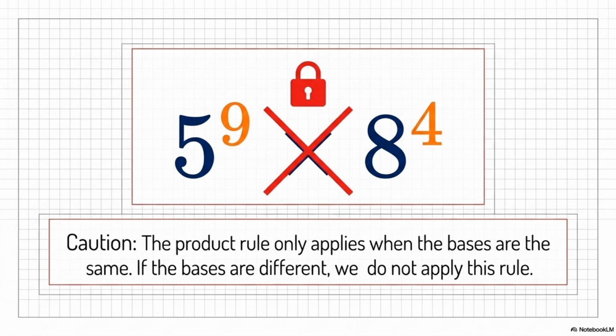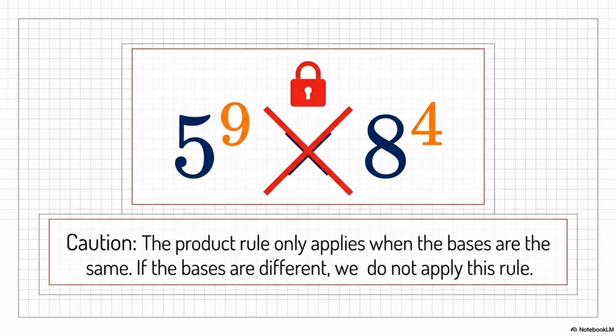Ah, okay. So no mixing and matching. Exactly. Think about the physical reality of what you just suggested. If you have 9 5s lined up in a row and you multiply them by 4 8s, you don't magically have 13 of the same number. Right, because they're different numbers entirely. You have a mixed bag of 5s and 8s. You can't use a single base to represent a mixed bag. The foundation has to match perfectly for the rule to apply. The foundation must match. Understood.